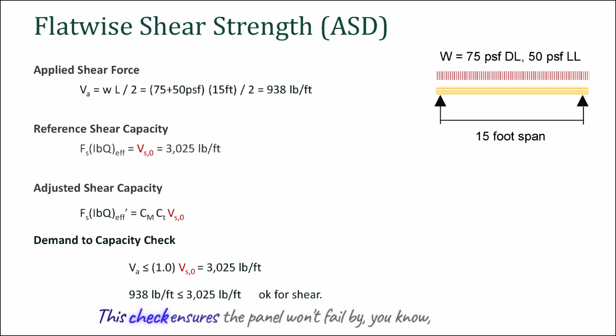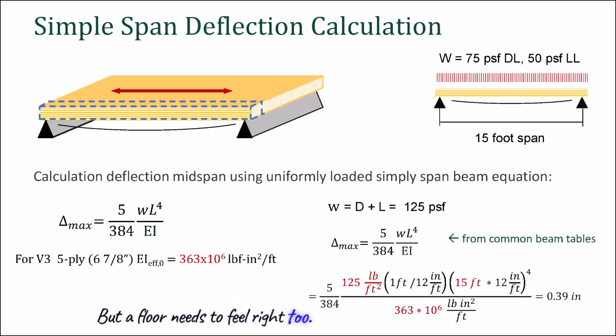This check ensures the panel won't fail by delaminating or shearing internally. Okay, so it won't break under bending, and it won't break under shear. We've established it's strong. But a floor needs to feel right too, doesn't it? What if it sags too much or feels, I don't know, bouncy when you walk on it? How do designers deal with those factors, the human experience stuff?